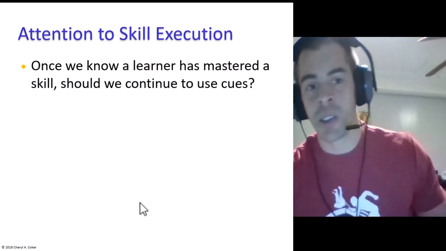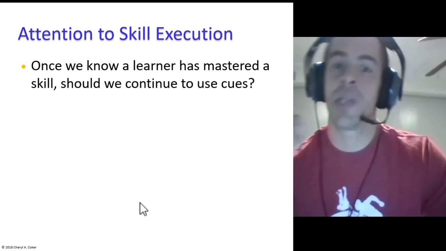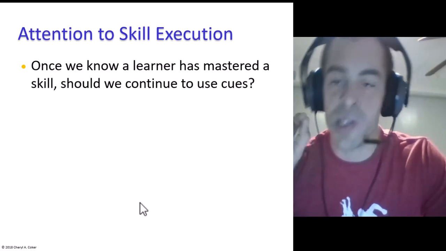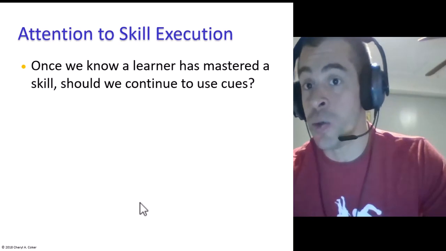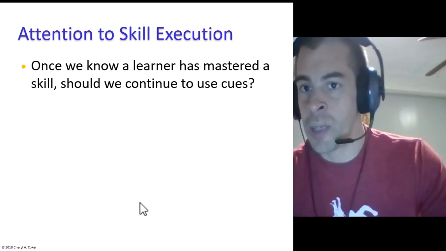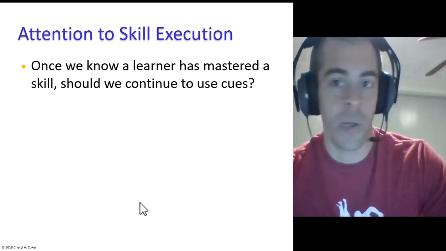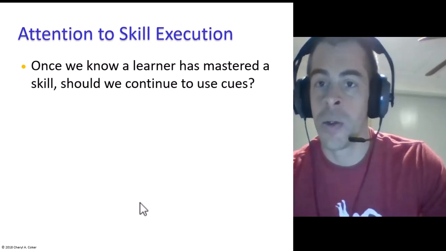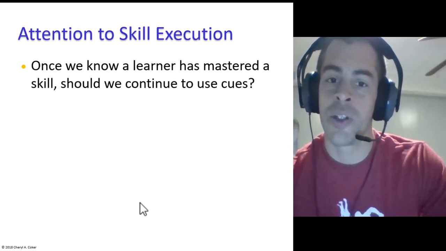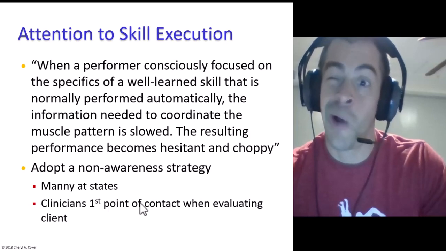So as I just alluded to in the prior slide, once a learner has mastered a skill, should we continue to use the cues that got them to that skill? Think about that for a second. Once someone has mastered a skill, we gave them various cues, they've now mastered it, they're proficient, should we continue to use those cues? And the answer is probably not.